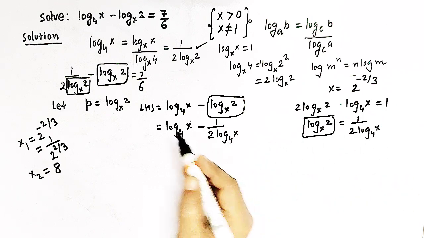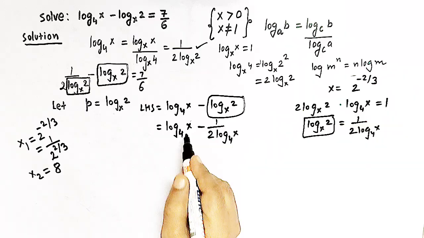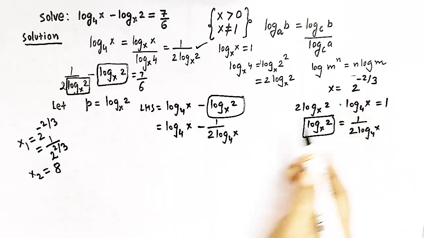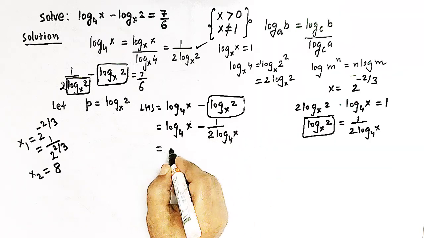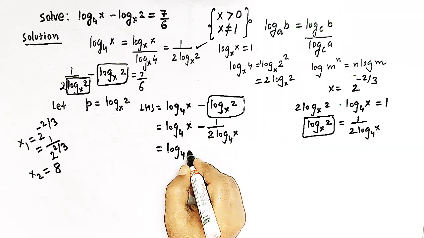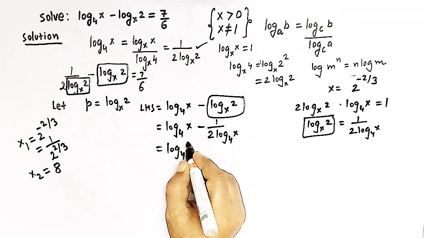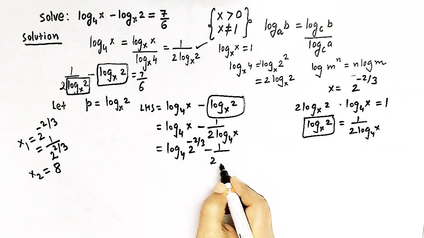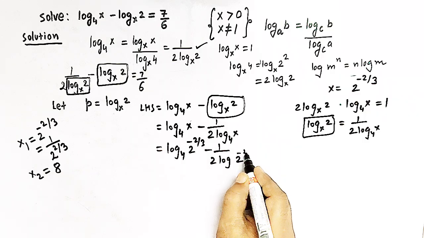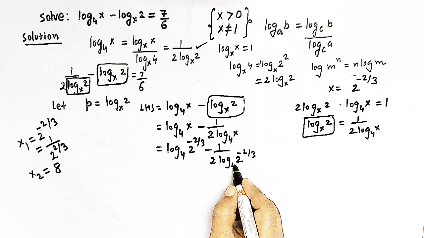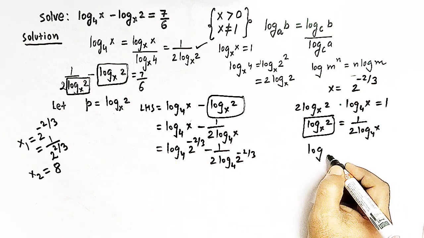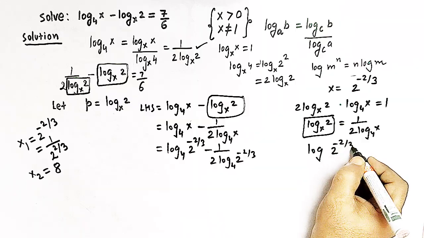So it is easy to verify the solution. Now we can take x is equal to 2 raised to minus 2 over 3 in this expression. So we have log 4 and log 2 raised to minus 2 over 3 to the base 4. Then here also we have minus 1 over 2 log 2 raised to minus 2 over 3 to the base 4.